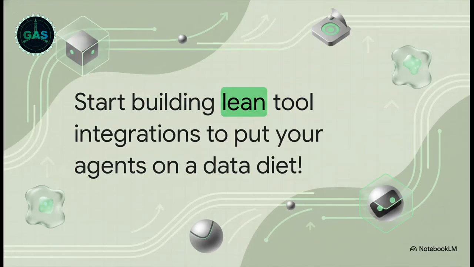Are you ready to cut the bloat and put your AI agents on a strict data diet? Reevaluating how your bots talk to the outside world is the single fastest way to completely level up your automation. Take a look at your own workflows right now. Where are you secretly bleeding tokens?